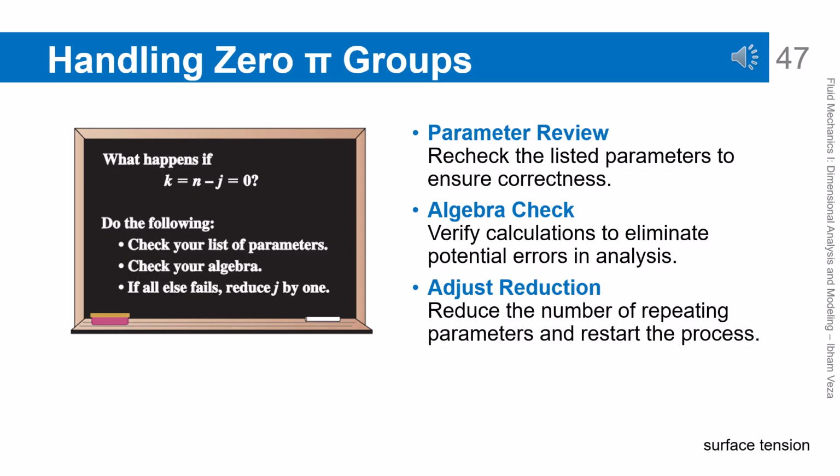In such cases, the number or selection of repeating variables needs to be changed and the process repeated from the beginning. This approach ensures that the final results remain consistent and meaningful. This correction step is a normal part of the dimensional analysis process.